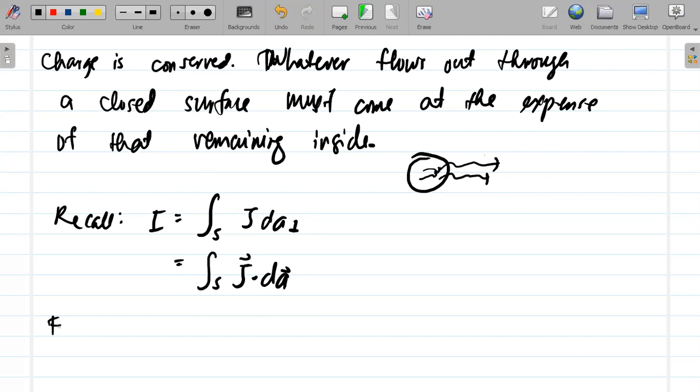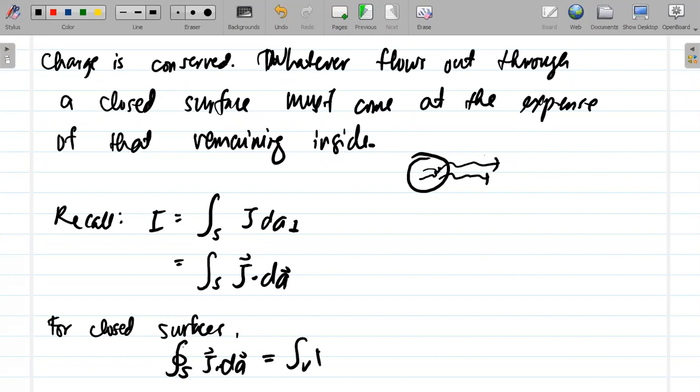Now, let's say we have closed surfaces. So for closed surfaces, gawin lang natin closed surface. J dot dA. Tapos, let's do the divergence theorem. Integral over the volume del dot J d cube x. Di ba? This is actually going inside. The charge density going inside.